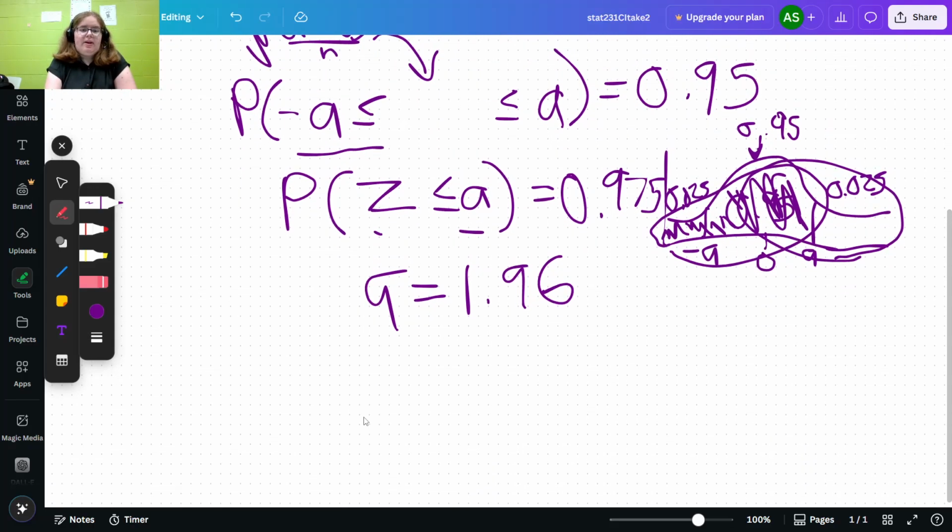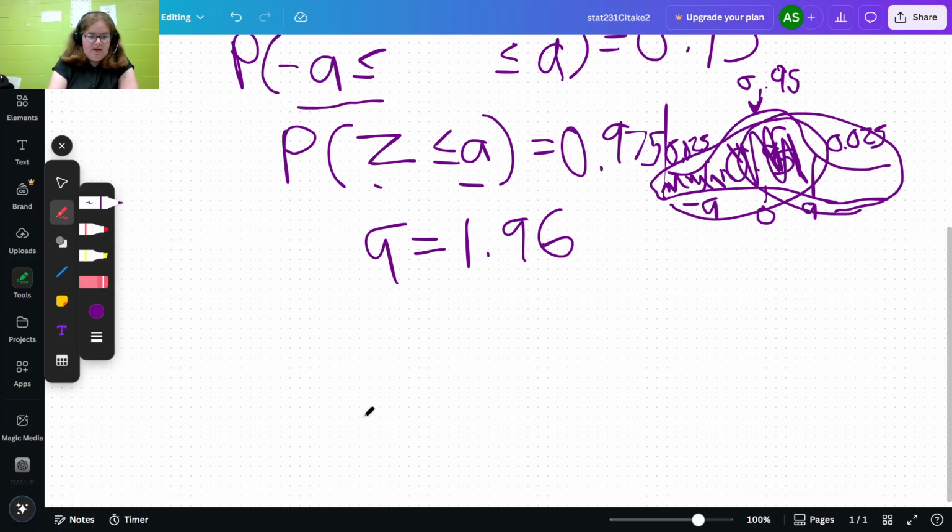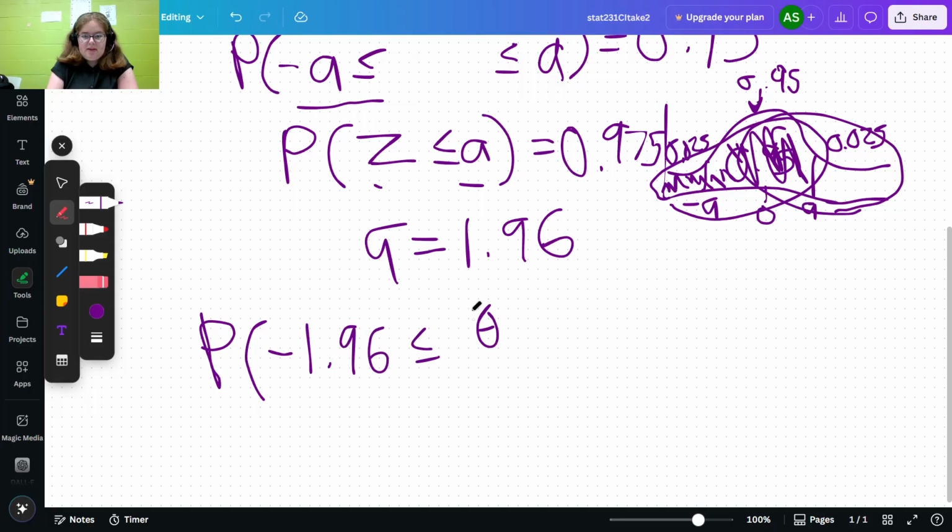And now I have to rearrange my probability to just have theta in the middle. And now this is just a bunch of kind of work that we're used to doing with stat 230. So I have negative 1.96 less than or equal to theta tilde minus theta over this standard deviation over root n business. Recall that the standard deviation for the binomial distribution looks kind of like this if you recall from stat 230. If you don't, just write on your cheat sheet, no worries.